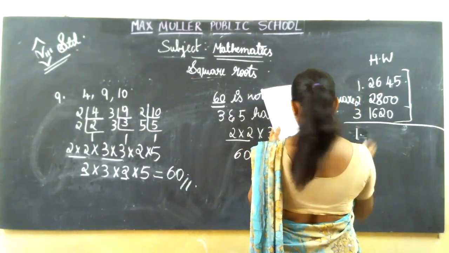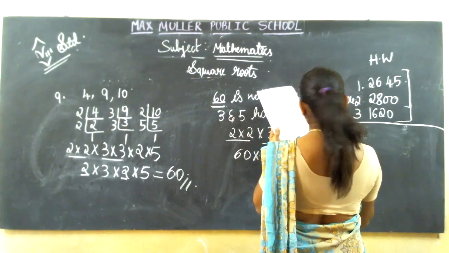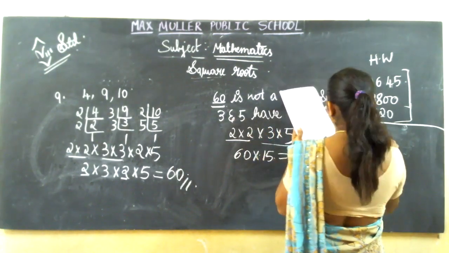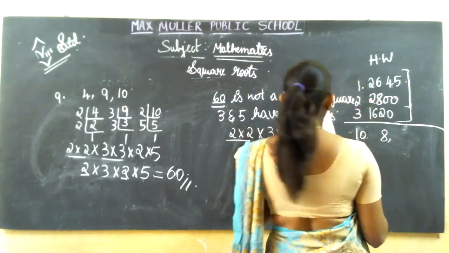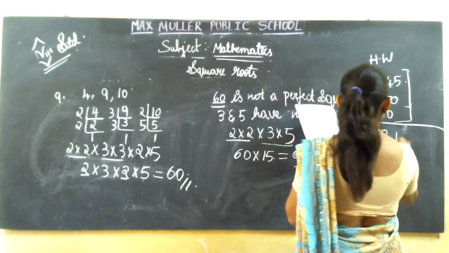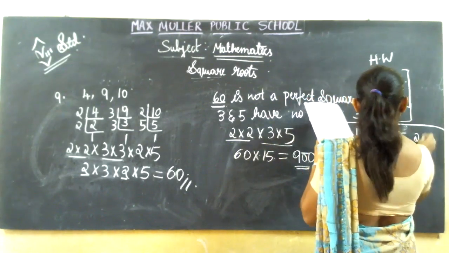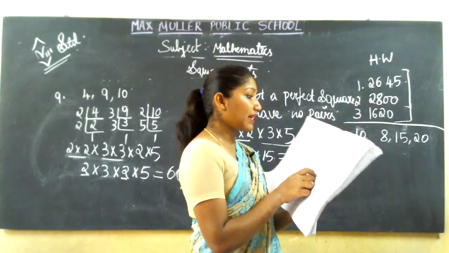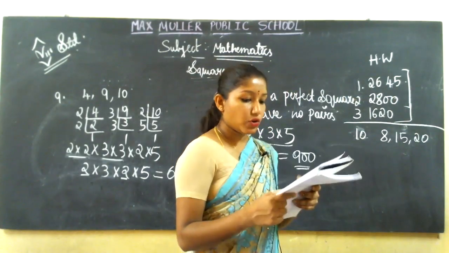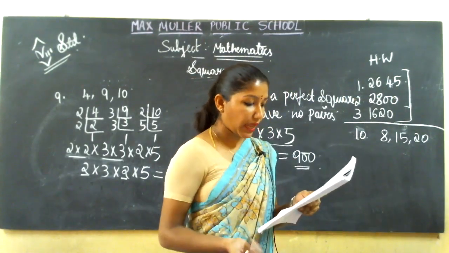Let me write one so that you will not get confused. This is your 10th problem. You have to find the smallest square number that is divisible by 8, 15 and 20. Okay, 8, 15 and 20. Do it the same way as this.